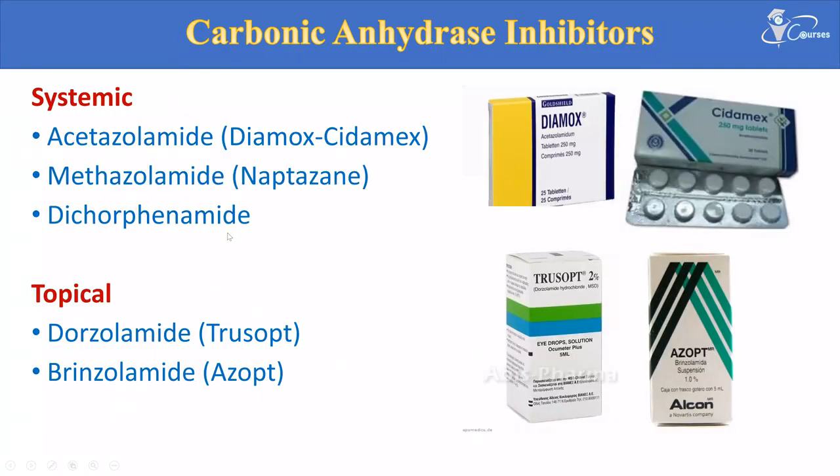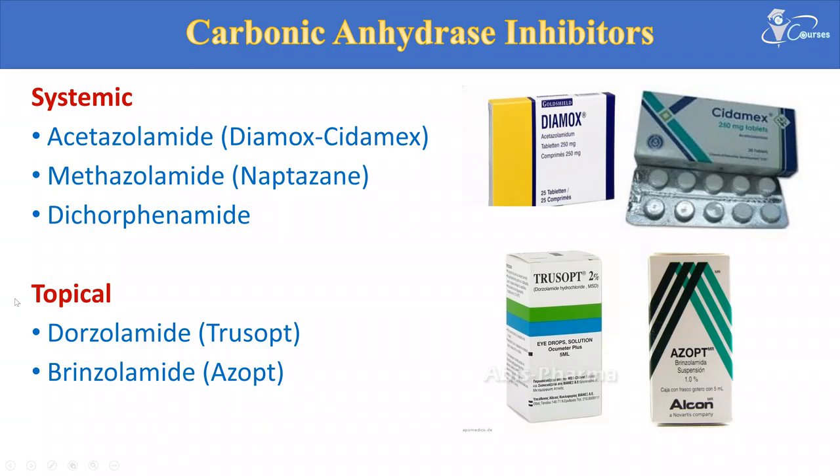Another category of drugs is the carbonic anhydrase inhibitors. Carbonic anhydrase inhibitors can be classified into systemic drugs and topical drugs. Systemic drugs such as acetazolamide, such as Diamox, methazolamide, and dichlorphenamide. These are oral or intravenous drugs that will decrease aqueous formation by blocking the carbonic anhydrase enzyme. There are other topical medications that can be instilled as eye drops, such as dorzolamide or Trusopt, and brinzolamide or Azopt.